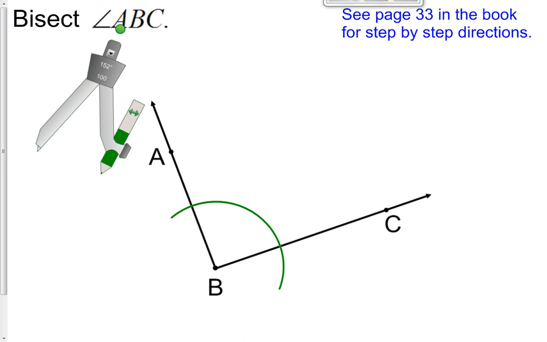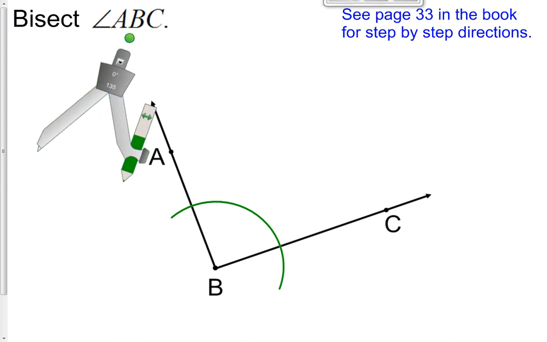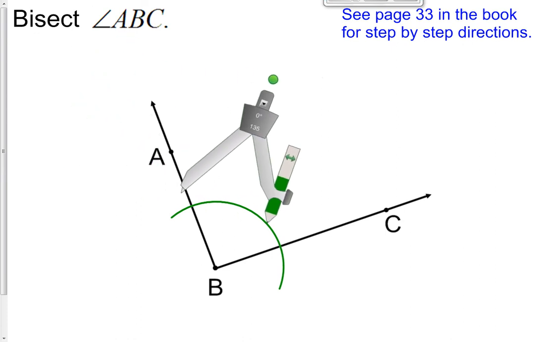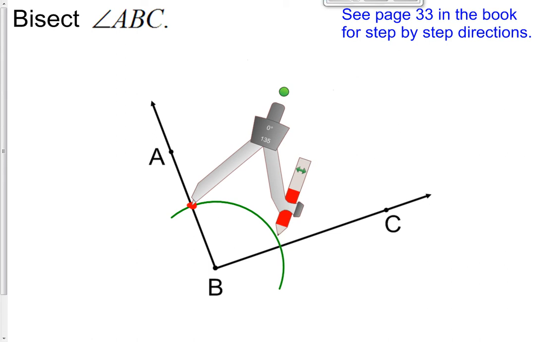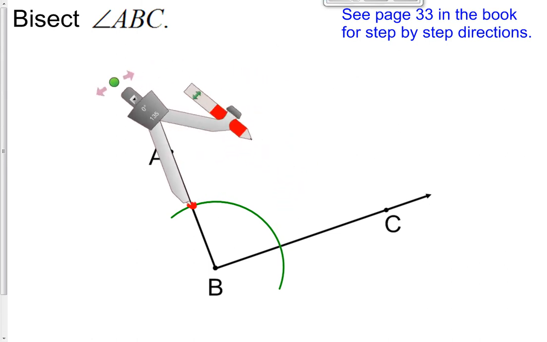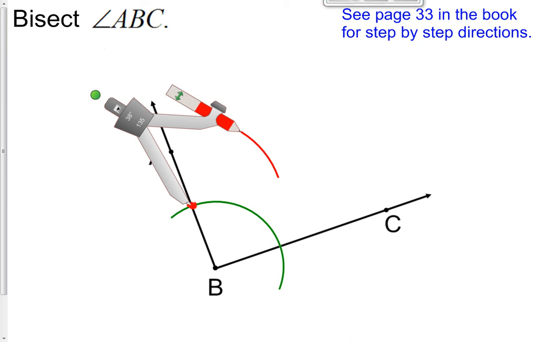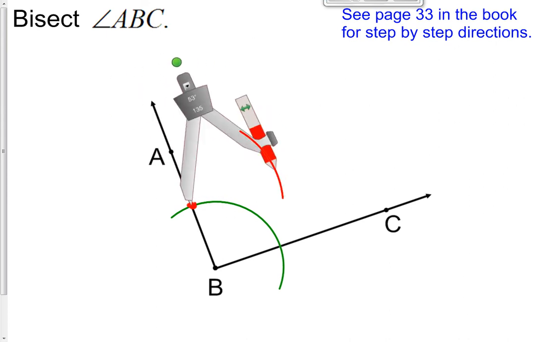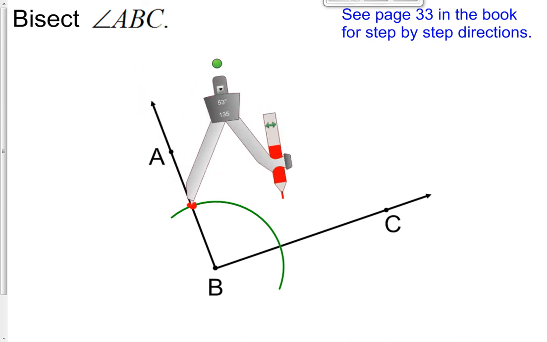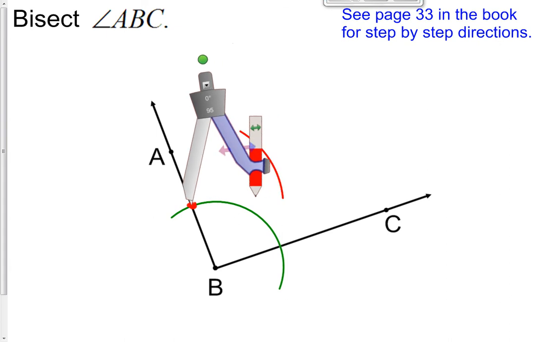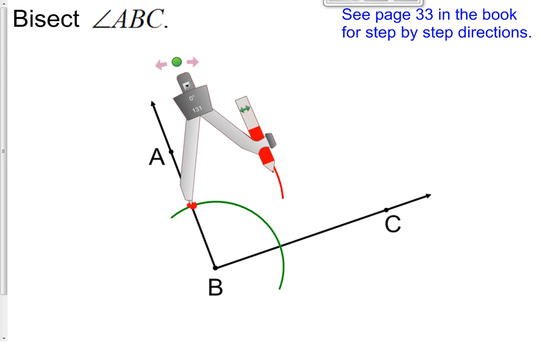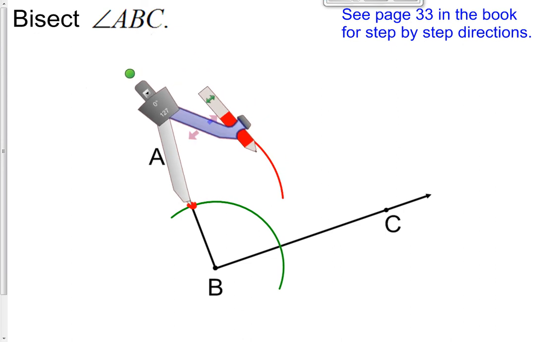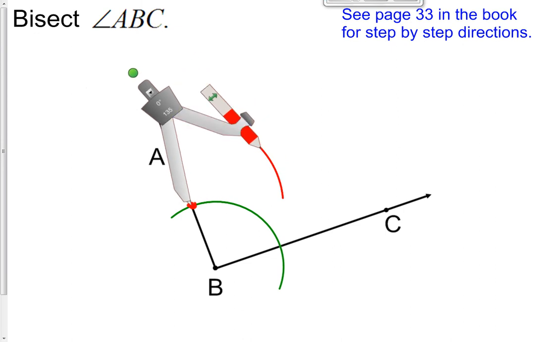Next thing you're going to do, open up your compass a little bit more, and from this first intersection point that I'm going to put on here, you are going to put your needle at that intersection, and you're going to draw an arc right in here. It should be in the middle of the angle. So right there. Again, we're bisecting it, so we're going right down the middle. So this first arc, rats! Hey! Did that work? Close. Open up a little bit more. There, we got it? All right.